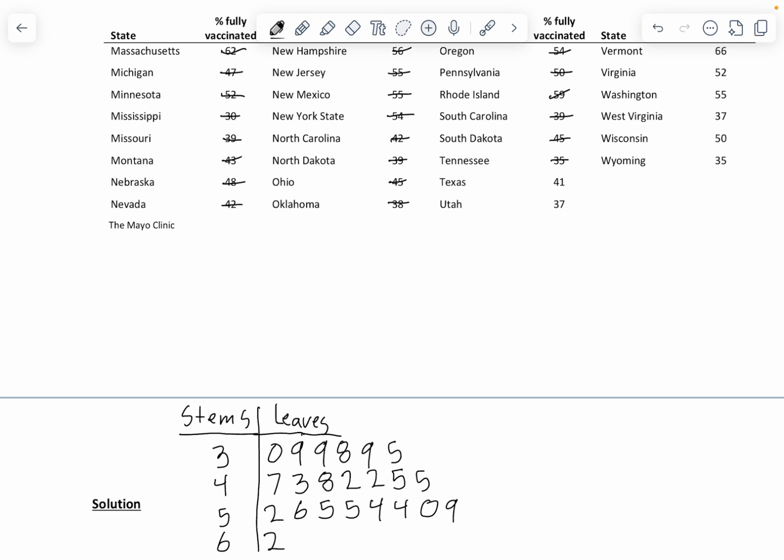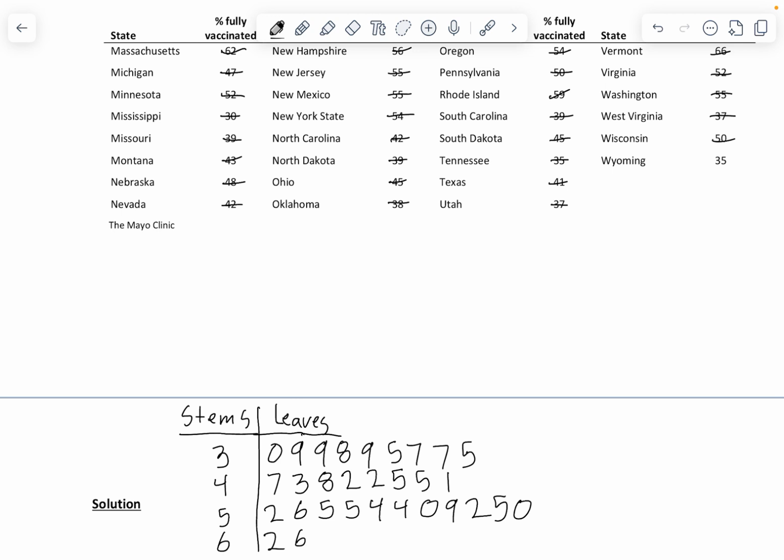Texas is 41. Utah is 37. Vermont is 66. Virginia is 52. Washington is 55. West Virginia is 37. Wisconsin is 50. Wyoming is 35. Okay. I hope I got that right.